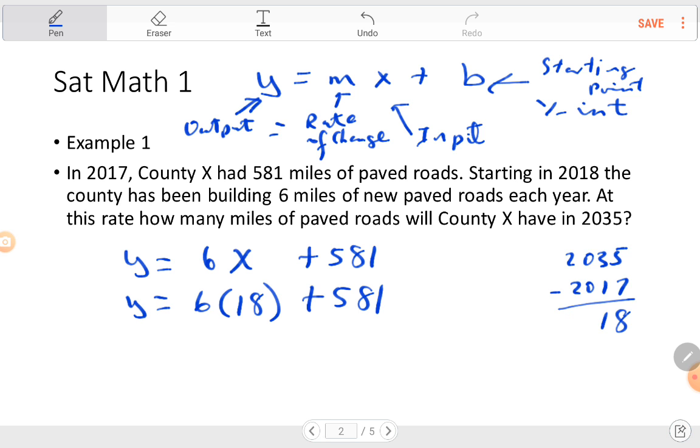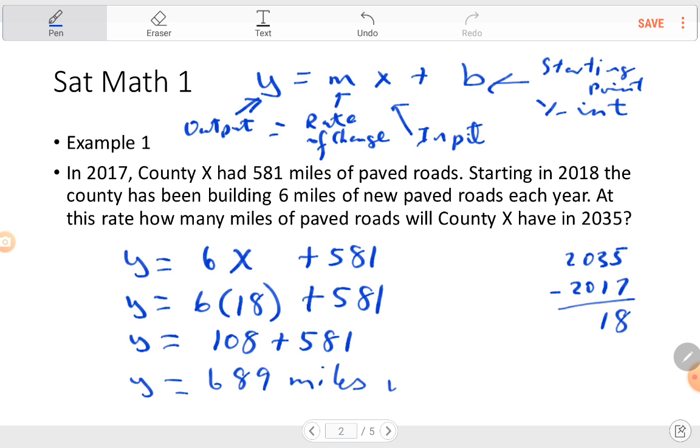So we'll have y equals 6 times 18 plus 581. So this gives us y equal to 108 plus 581. So y would equal 689 miles in year 2035. Okay, let's go to our next example.